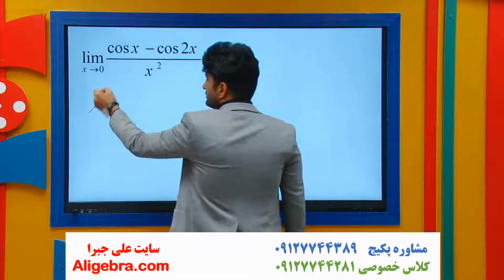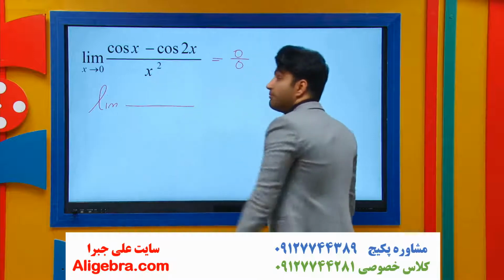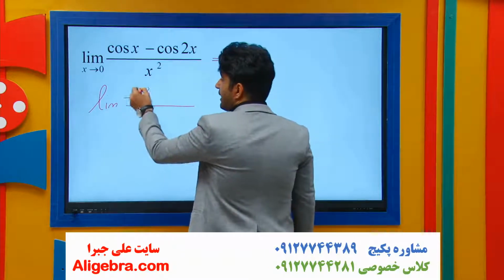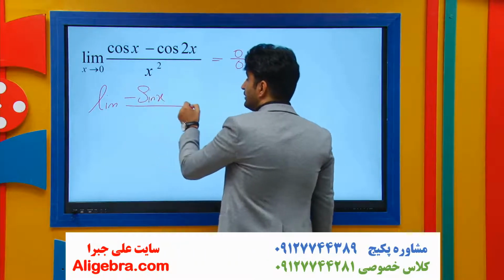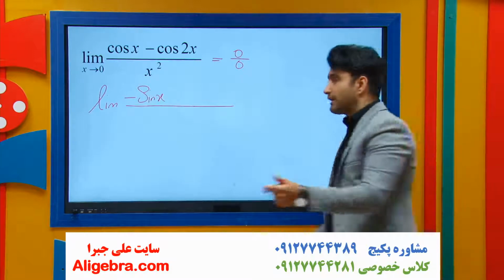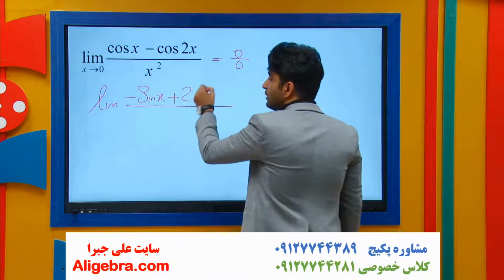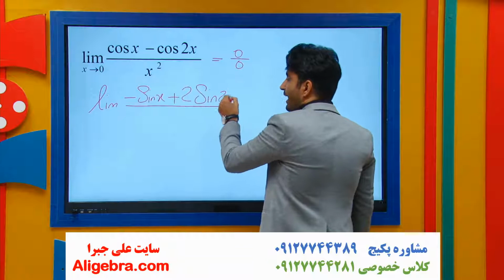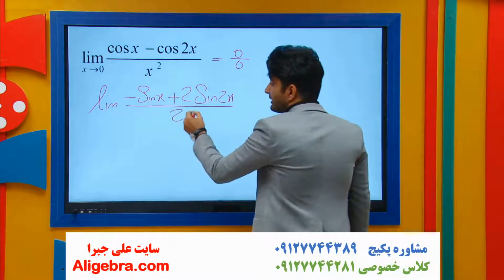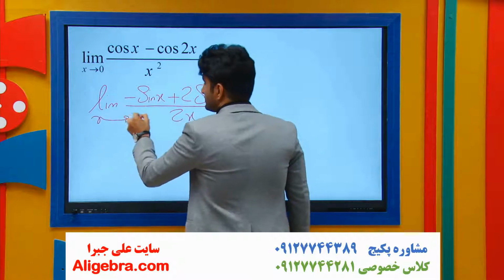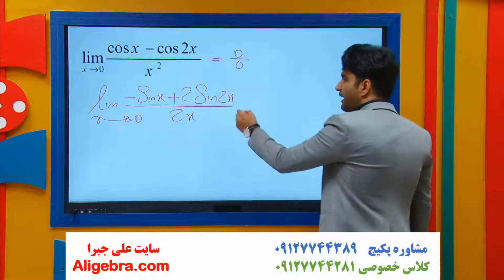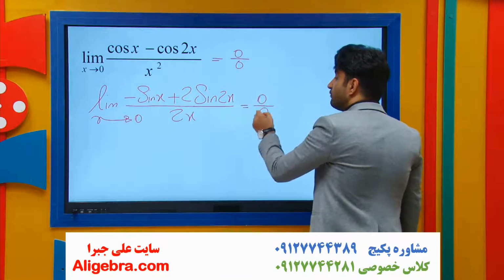Very good. So take derivative of top and bottom of the fraction separately. The derivative of cosine x is minus sine x. The derivative of minus cosine 2x is positive 2 sine 2x. And the derivative of x squared is 2x as x approaches 0. Again, use direct substitution. If I replace all the x's with 0, I have 0 over 0.